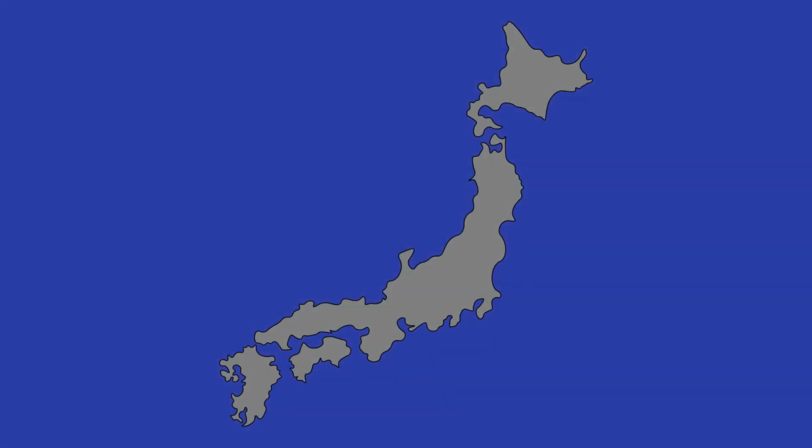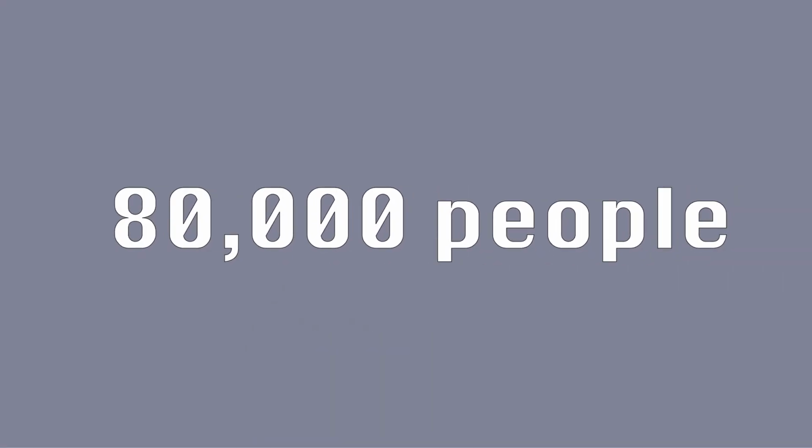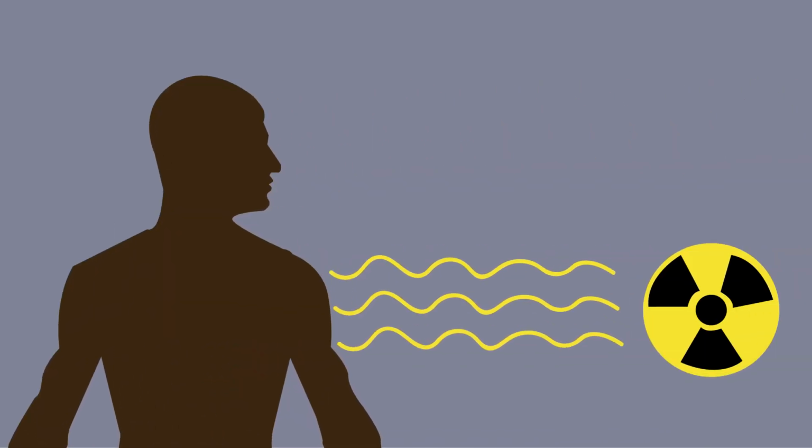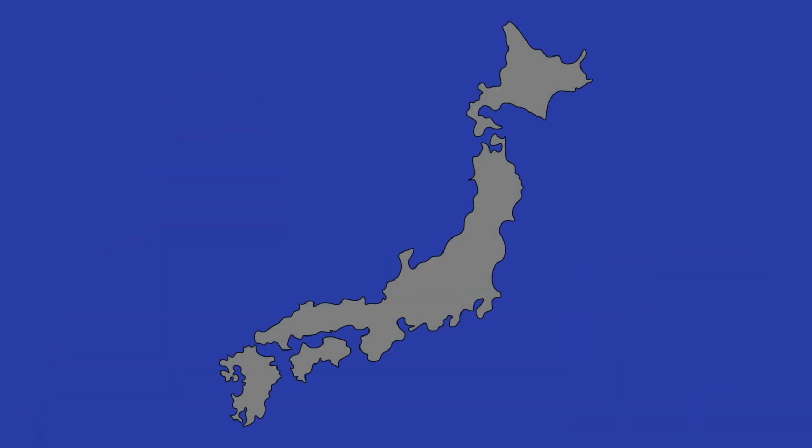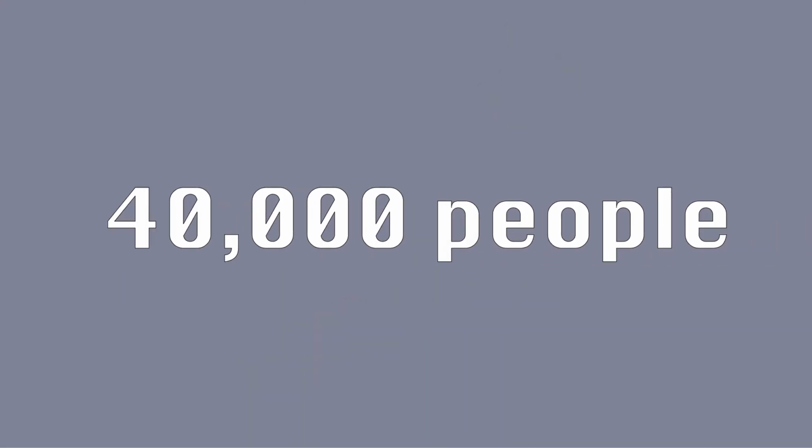On August 6, 1945, during World War II, an American bomber dropped the world's first deployed atomic bomb over the Japanese city of Hiroshima. The explosion immediately killed an estimated 80,000 people. Tens of thousands more would later die due to radiation exposure. Three days later, a second bomber deployed another atomic bomb on Nagasaki, killing an estimated 40,000 people.